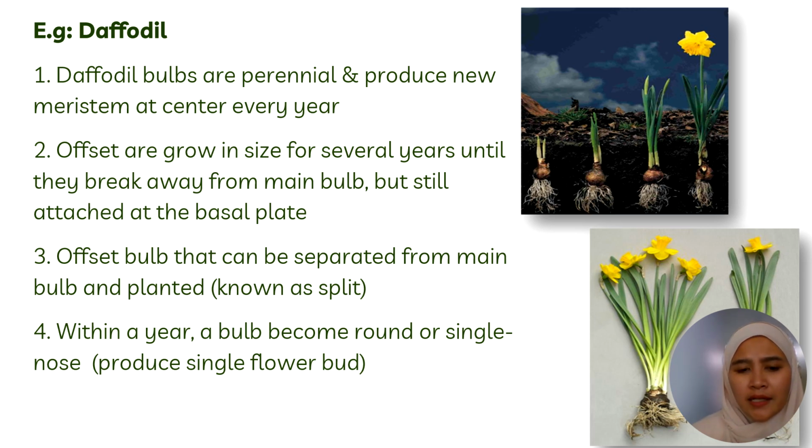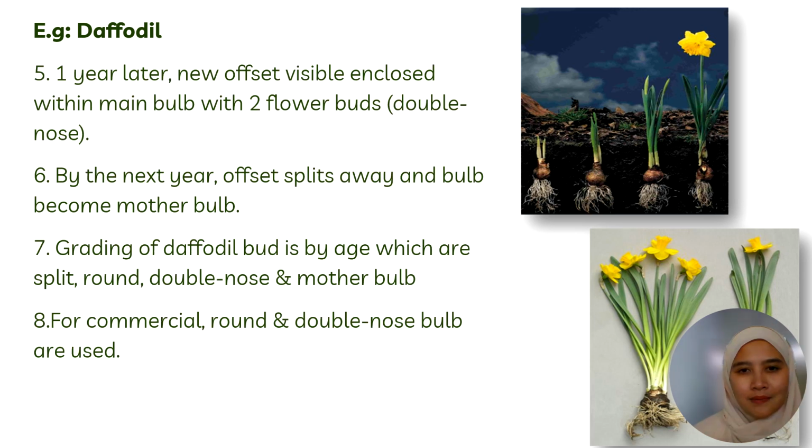Within a year, a bulb becomes round or single nose that can produce a single flower bud. One year later, a new offset is visible, enclosed within the main bulb with two flower buds, called a double nose. By the next year, offsets split away and the bulb becomes a mother bulb. Grading of daffodil bulbs is by age, which are split, round, double nose, and mother bulb.